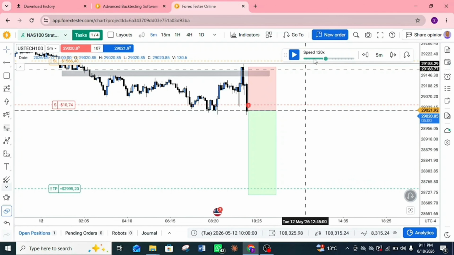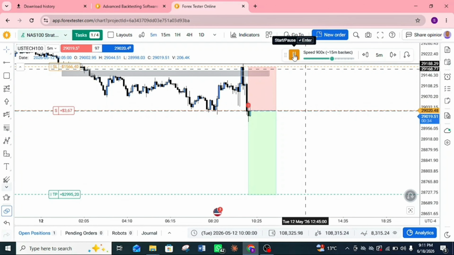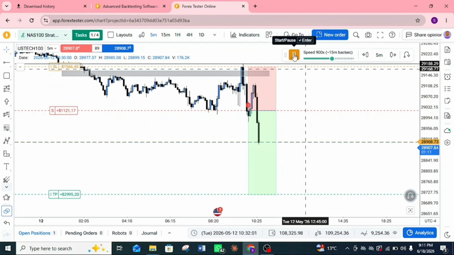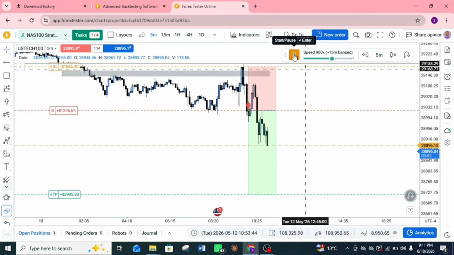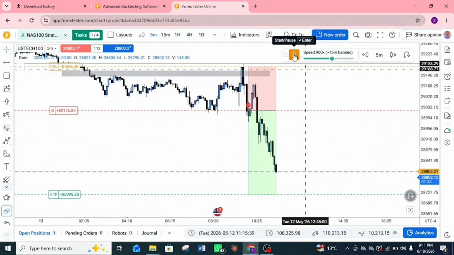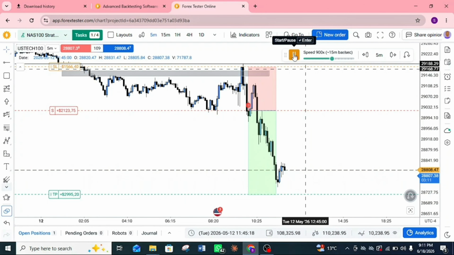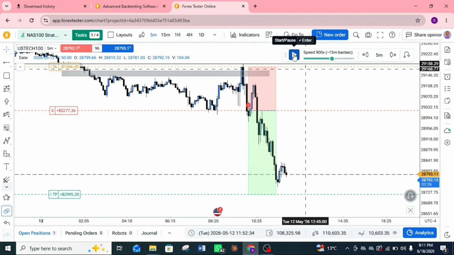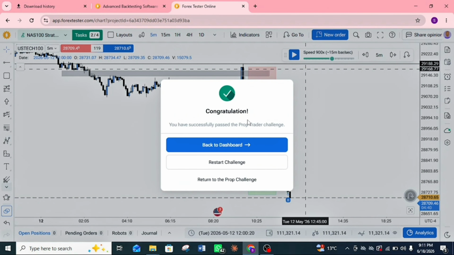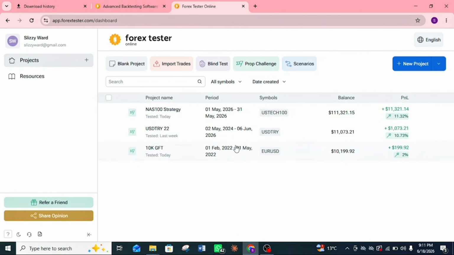So now let's increase the speed to like 900 and let's see how it goes. Oh, okay, let's see. Oh, congratulations, you successfully passed the prop trader challenge. Now we can go to the dashboard because we've hit 10% on this. We actually hit 11% because of the 0.01 we added.